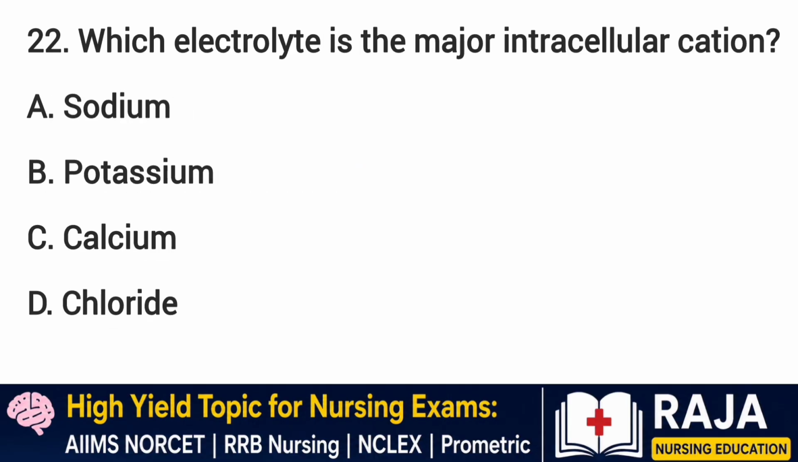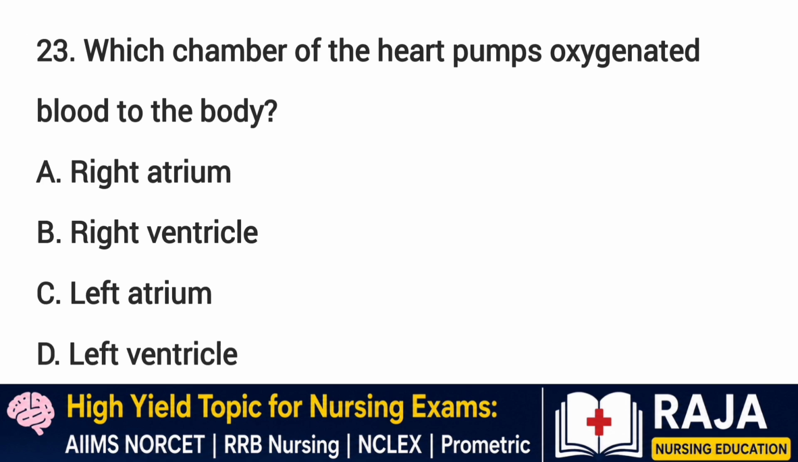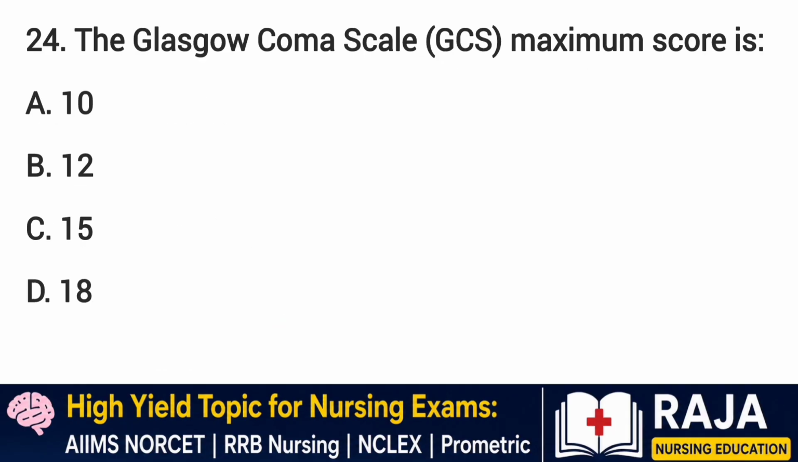Which electrolyte is the major intracellular cation? The answer is B, potassium is the major intracellular cation. Which chamber of the heart pumps oxygenated blood to the body? The option is D, left ventricle pumps the oxygenated blood to the body.